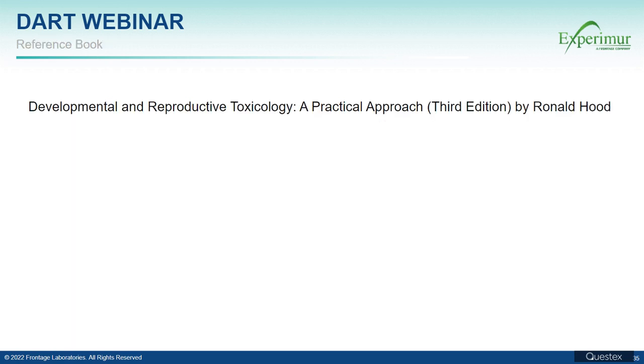There's also a really good book that I would recommend that I always reference, and that's a book by Ron Hood, Developmental and Reproductive Toxicology, A Practical Approach. There's now a third edition available, and it provides some very valuable information on both the basic designs of developmental and reproductive toxicology all the way to the details of all the different types of findings that can be looked at during a fetal evaluation. So I would highly recommend this book if you have additional questions on developmental and reproductive toxicology.